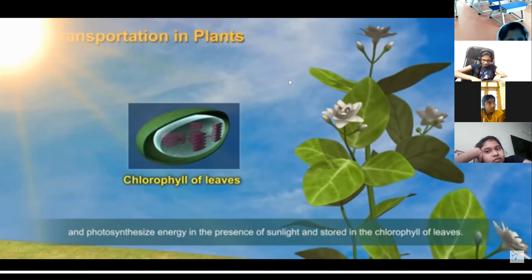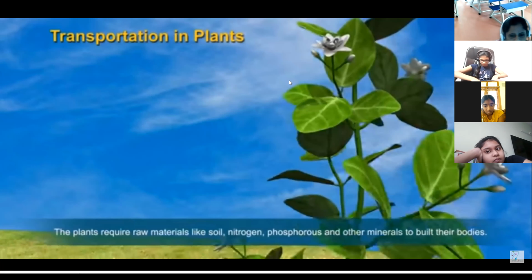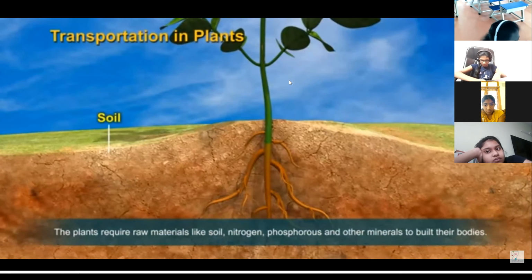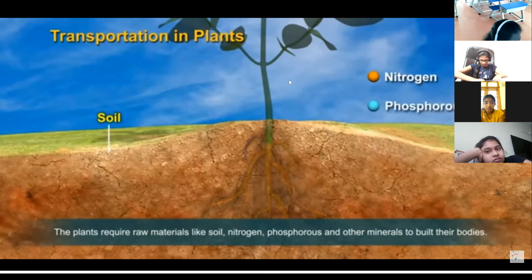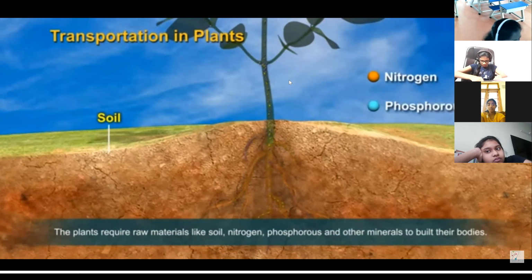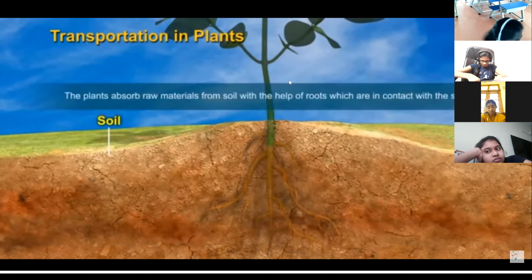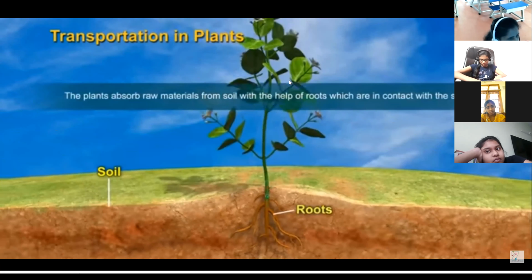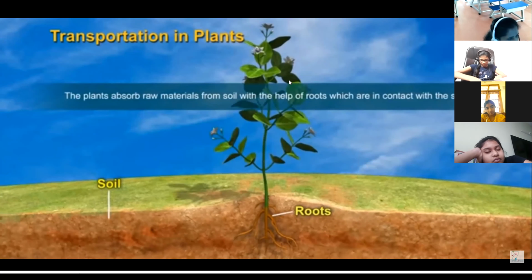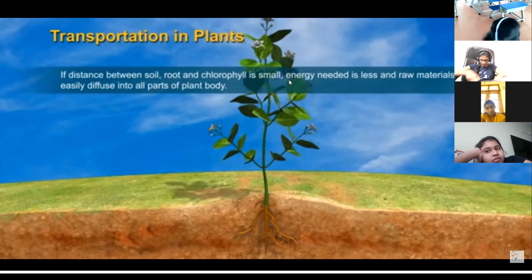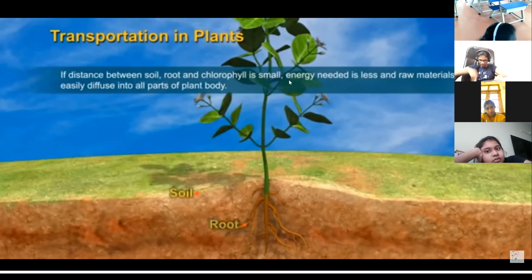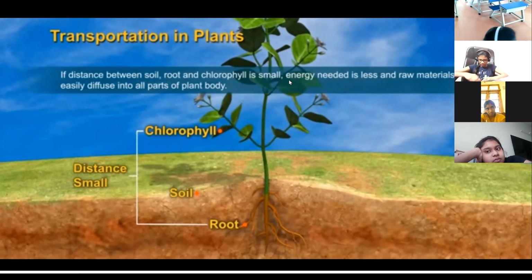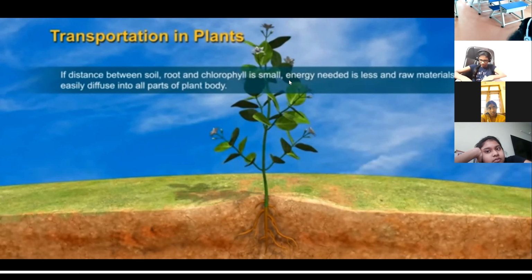The plants require raw materials like soil, nitrogen, phosphorus, and other minerals to build their bodies. The plants absorb raw materials from soil with the help of roots, which are in contact with the soil. If the distance between soil, root, and chlorophyll is small, the energy needed is less, and raw materials can easily diffuse into all parts of the plant body.